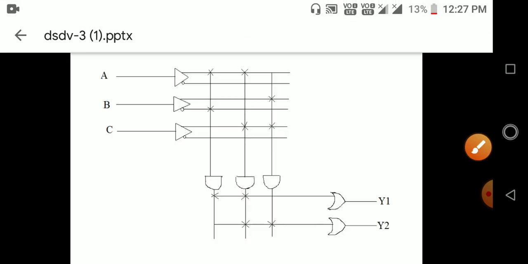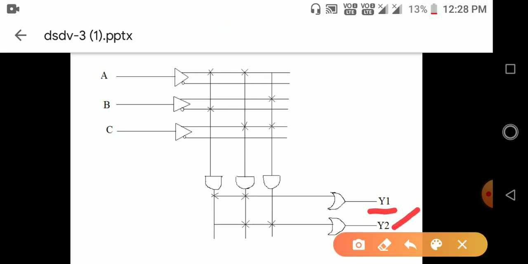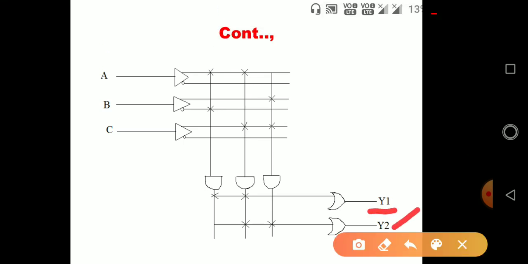Now let us move towards the programmable OR gate, the last section. The number of programmable OR gates is equal to the number of outputs. Y1 and Y2 are the outputs here, so I have 2 OR gates. The same procedure is used here. I have to draw a long line from the AND gates to the OR gates, and now I have to blow the fuses.